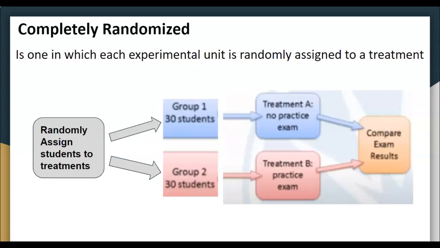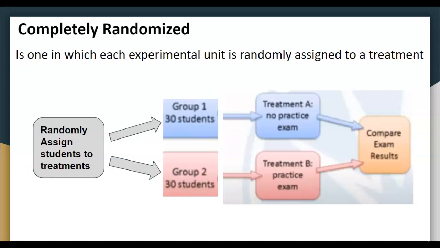Well, that's why we randomize. If you randomly assign students to two different groups, the assumption is that there are students who have had statistics before in both groups, there are brand new students in both groups, there are students who study hard in both groups, and there are students who don't study hard in both groups. So they are randomly split between the two. That's the assumption that you are making.